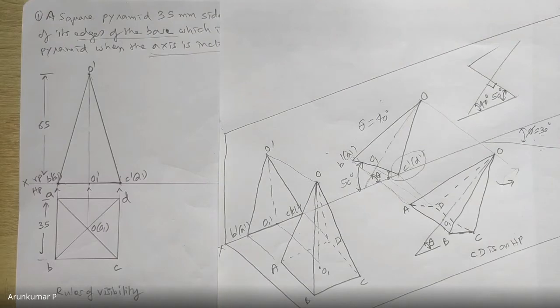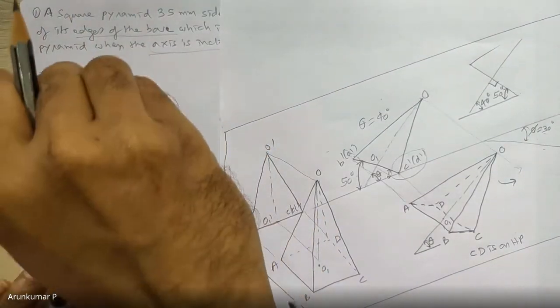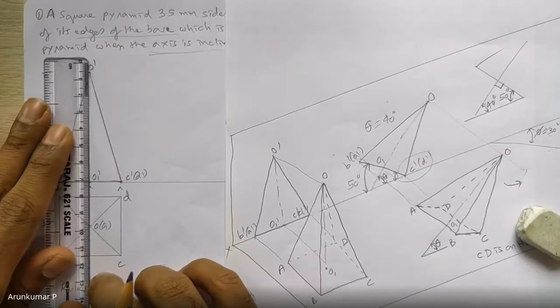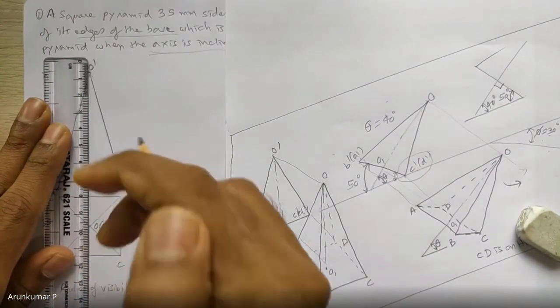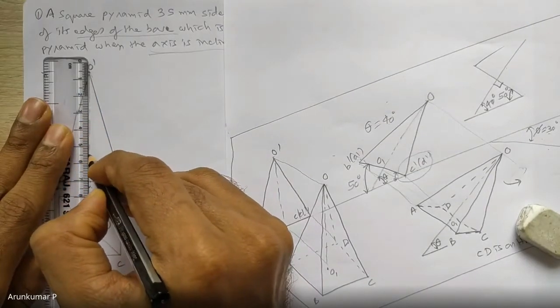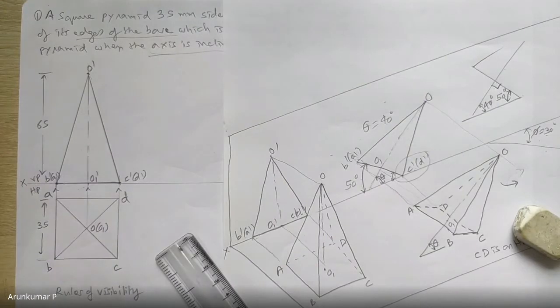Okay. Now the only thing left is the axis line. This central line, you have to make it like an axis line. So a big line, a small line. So that way you have to represent the axis line. Big line, small line. So this is the axis. So this is the first step.